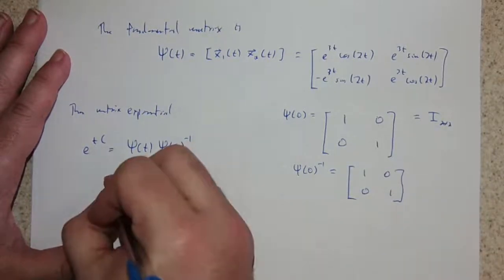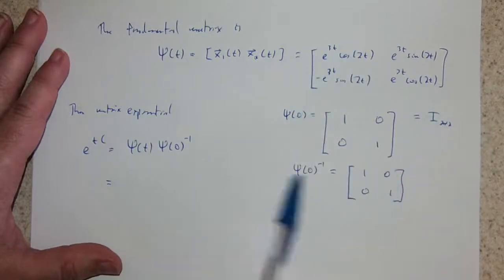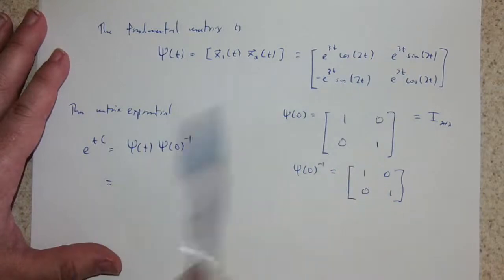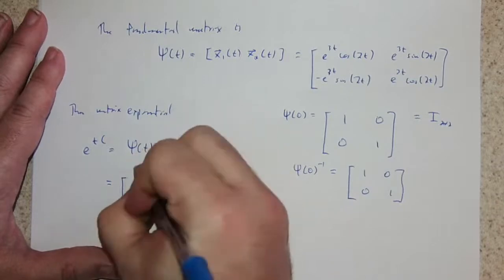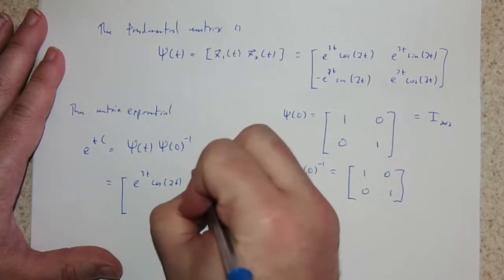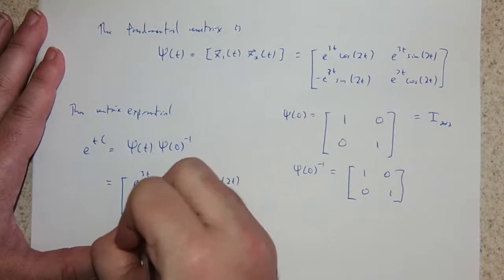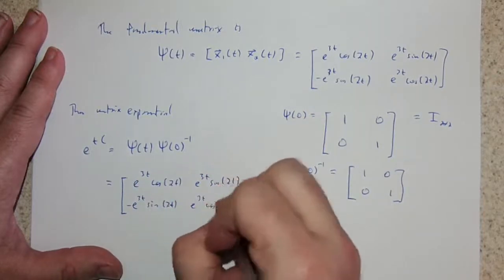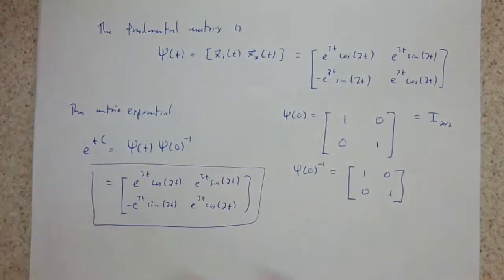And so what is this thing? This matrix exponential is this thing times its own inverse, which is the identity matrix, so it doesn't matter what side this happens on. This is actually just C of t, which is e to the 3t cosine of 2t, e to the 3t sine 2t, minus e to the 3t sine 2t, e to the 3t cosine 2t. So there it is.